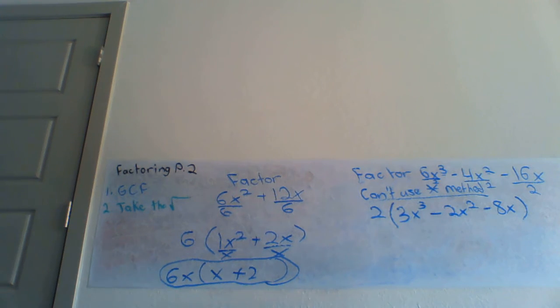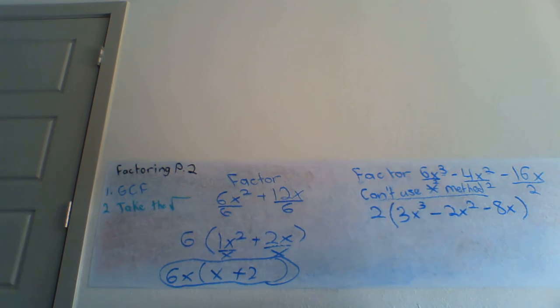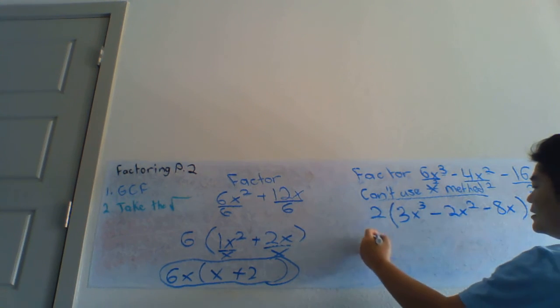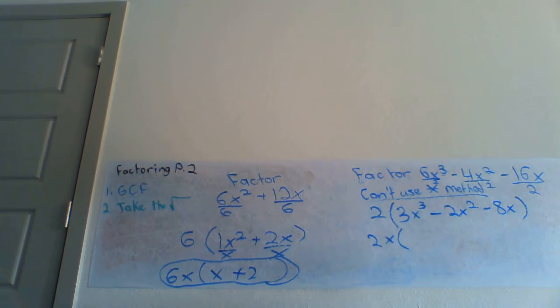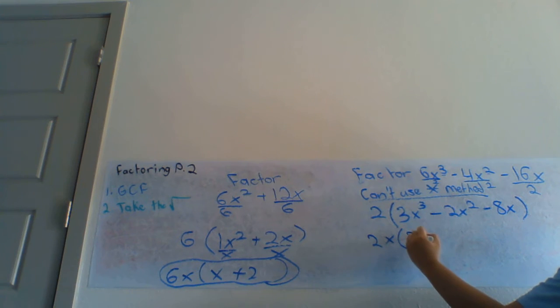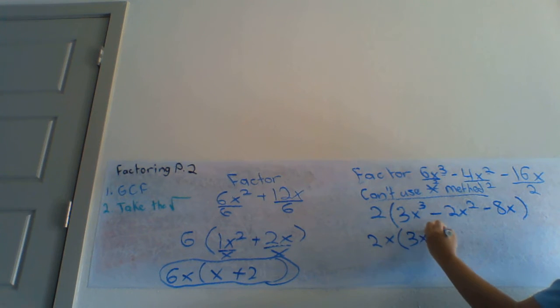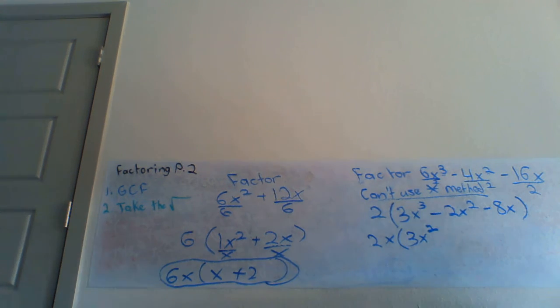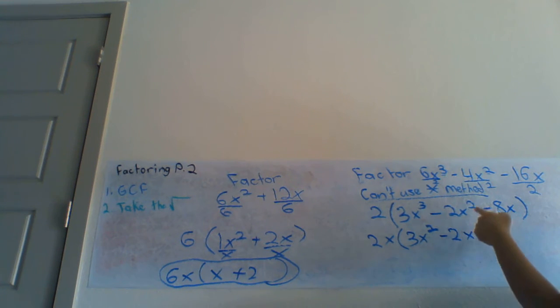All right, so now we have to look at the letters. I've got an x here, x here, x here. They all have x's, so I can take one x from every single one of them. So I'm going to pull it outside of the parentheses, pulling it out. And so this has 3 x's. I took one of them away. So you got 2 right here. Then I've got that negative 2. I've got 2 x's here. I took one away, so I have 1.